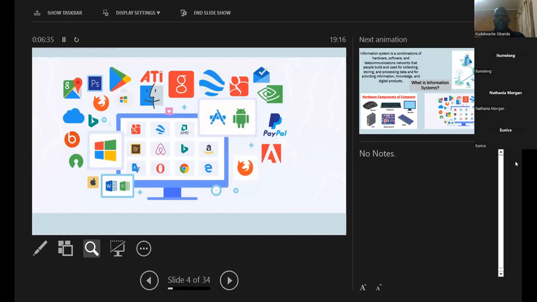So now, the OS, you talked about OS. OS is not part of the hardware. The operating system is part of software. If you see the screen, I've zoomed in on a part of this slide. That is the operating system. So the operating system does not fall under the hardware component of information systems, but it falls under what we call software.